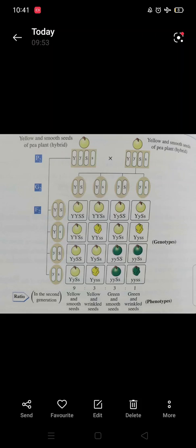Then we studied in Mendel's first law that the second generation is 3 to 1, 3 dominant to 1 recessive. But here we have two characters transferred together, so the second generation will be 9 yellow and smooth, 3 yellow and wrinkled, 3 green and smooth, and 1 green and wrinkled. So the ratio will be 9 to 3 to 3 to 1.